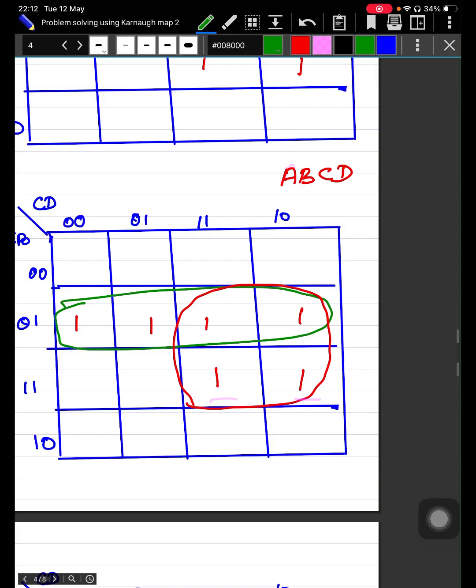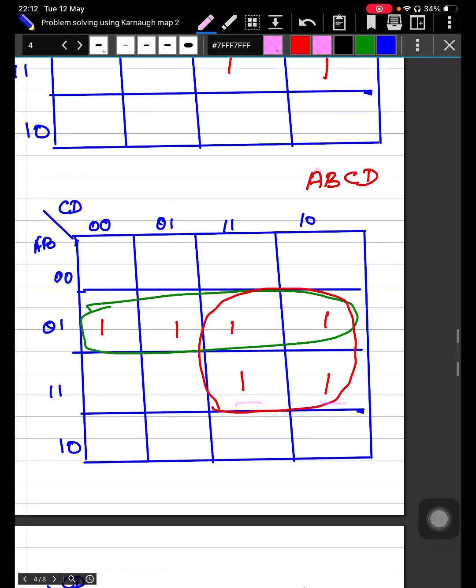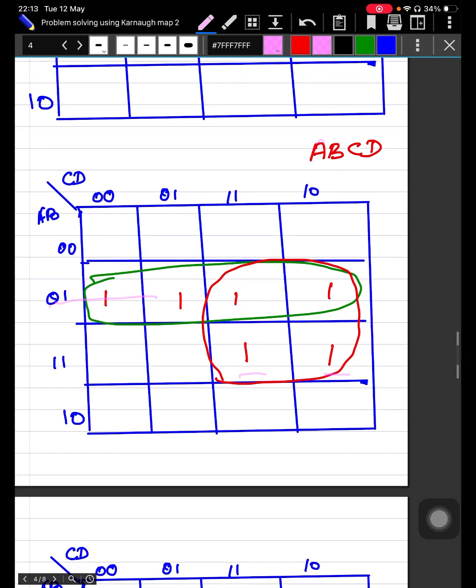What's the name of my green group? By this time, you should be able to project it along the rows. A is 0, B is 1. When you project it along the column, all the columns will be included, so you cannot do anything here, because C and D are not going to be the same. So the name of the green group is A is 0, B is 1. It is nothing but A dash B.